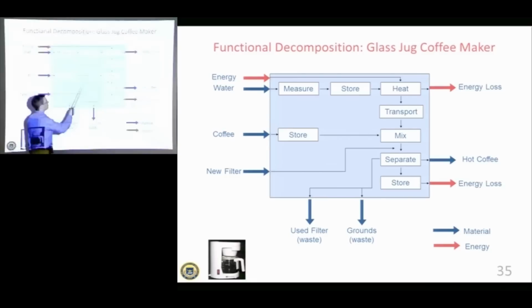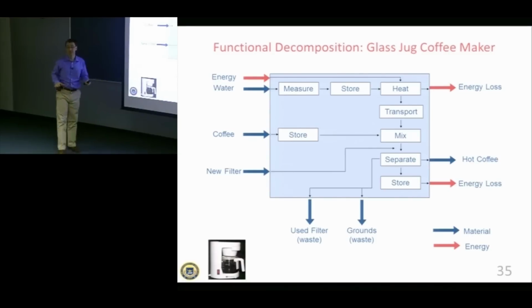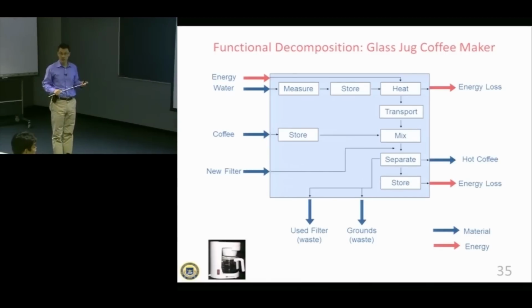Along the way, there's some energy losses. You're going to get some more material out. That's your hot coffee. You've got a filter that's waste. You've got grounds that are waste. And anything missing? That seem reasonable? We have a lot of coffee drinkers we established in this class.